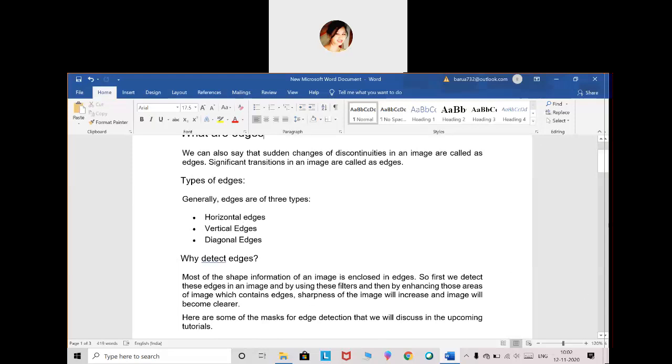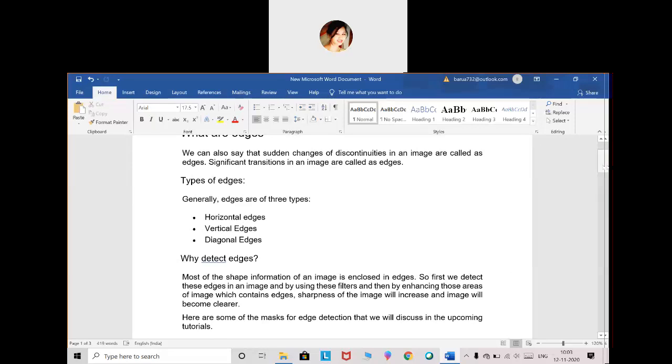Why do we have to detect edges? Suppose we want to detect some image using image segmentation. In image segmentation we divide the image into parts, and then we try to get a clear picture of the image. For that we use some filters, and we use those filters to enhance the areas of the image which contain the edges. In that way the image becomes clearer.